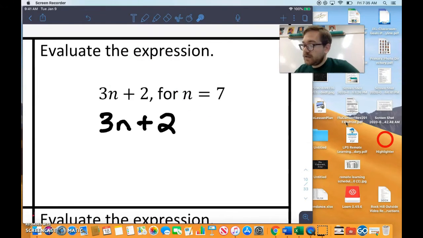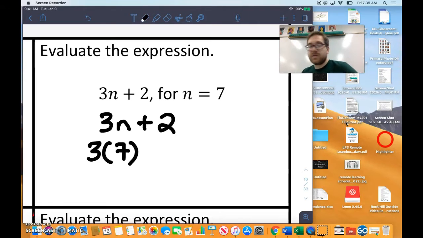And so just like before, I'm going to put that in parentheses so that I remember that it's being multiplied. Remember, 3n is 3 times n, so I'm going to put that 7 in parentheses because it's 3 times 7, and then plus 2. And then do order of operations.